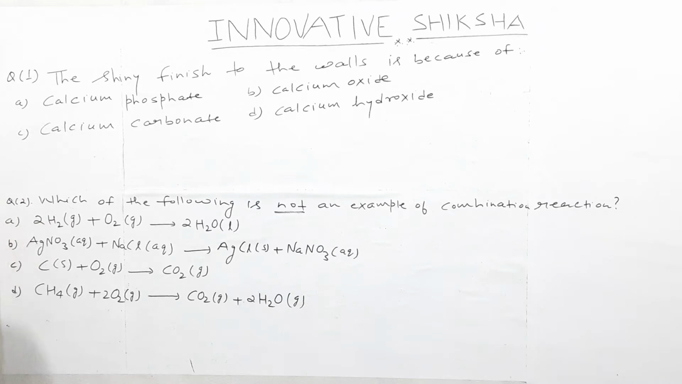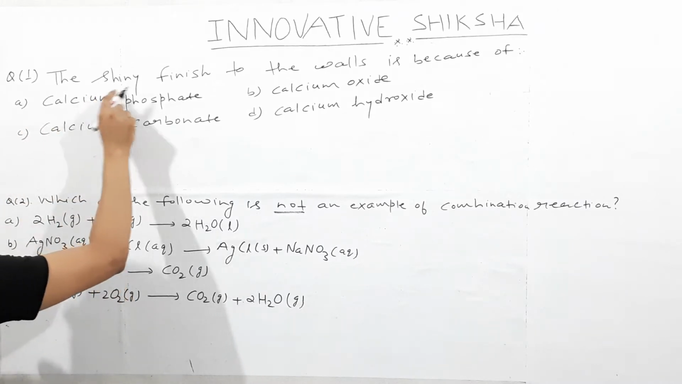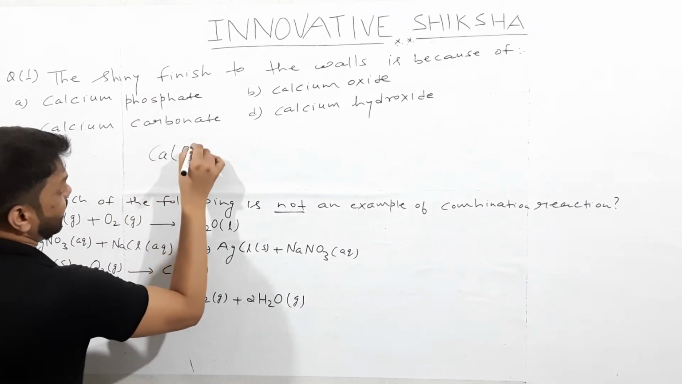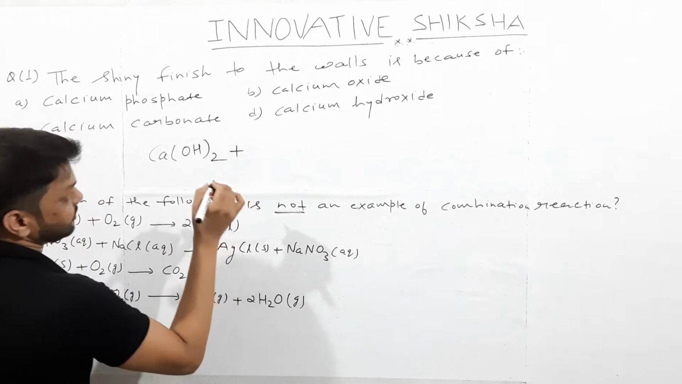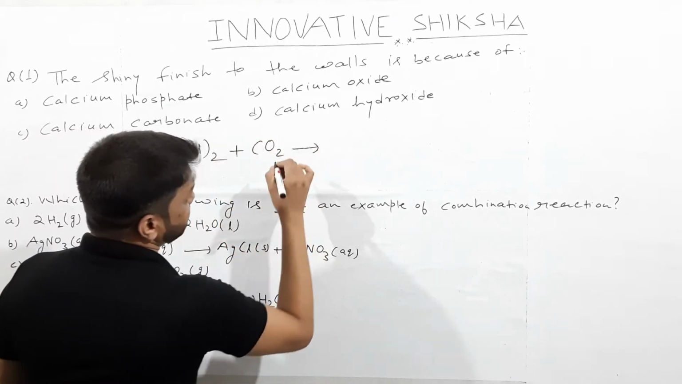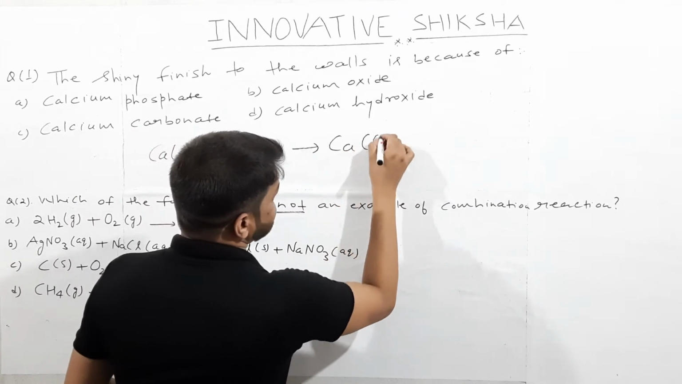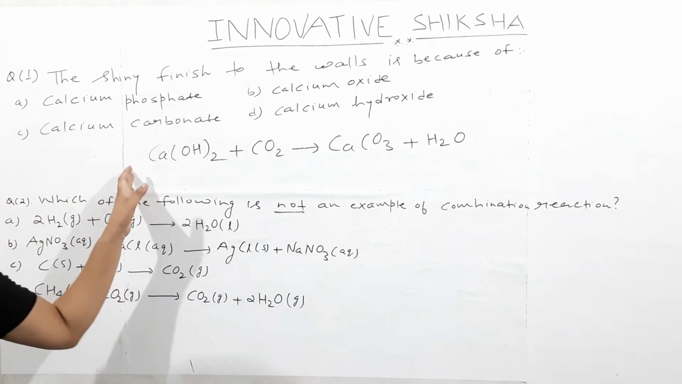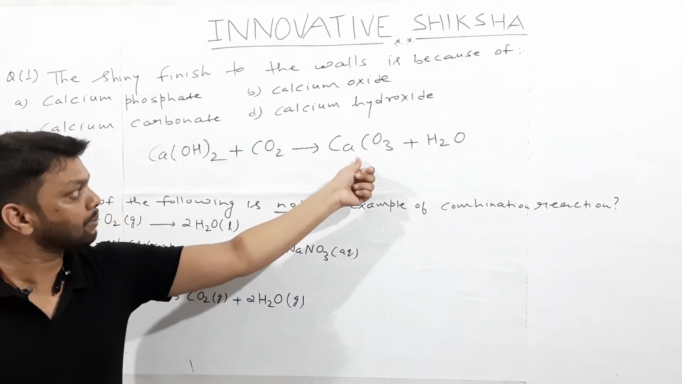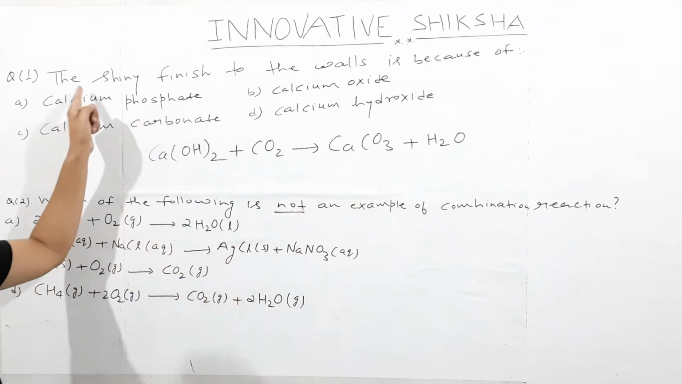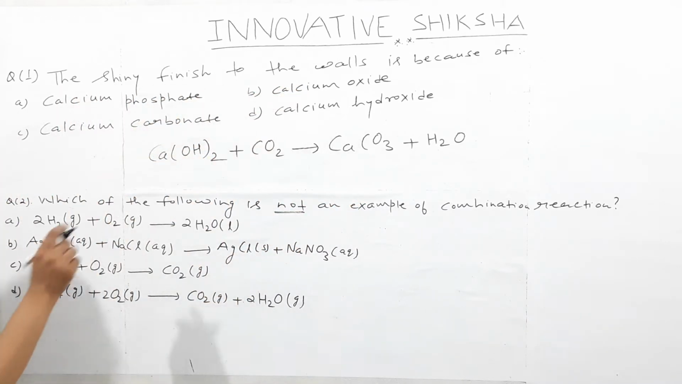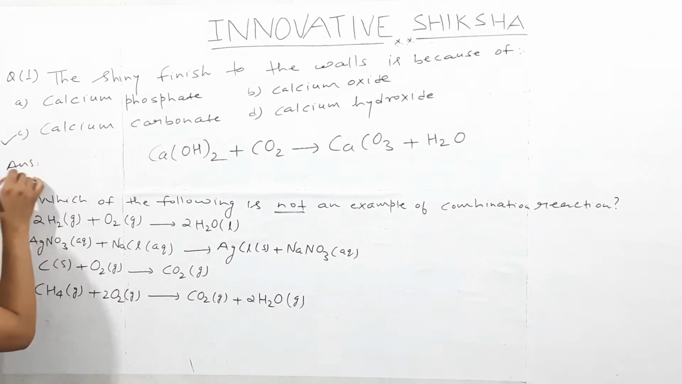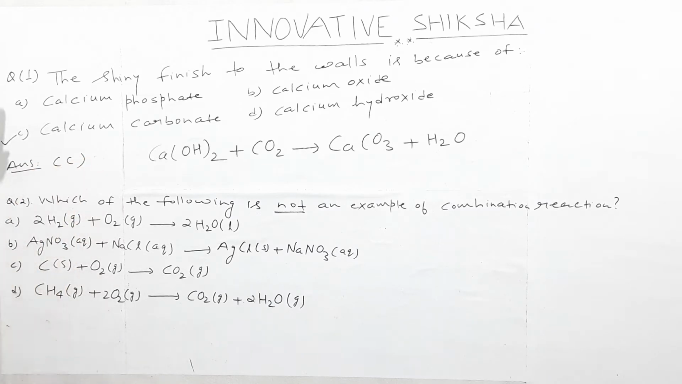If you want to write the chemical equation for this particular reaction, we can write: calcium hydroxide reacts with carbon dioxide and gives the product calcium carbonate plus H2O. From this equation you can very easily see the calcium carbonate. Because of this calcium carbonate, the walls get a shiny finish. So the answer will be calcium carbonate, that is option number C. Option C is the correct answer for question number 1.